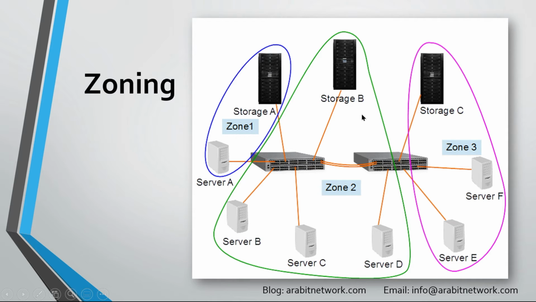Okay, so in case we want server A to access SAN storage A, then we create a zone. We give it a name that allows only server A to access storage A. So server A, in this case, will not be able to access any of the other SAN storage systems. And it's also possible to create a zone for multi-initiators. So as you can see here, multi-initiators in this zone could access storage B.